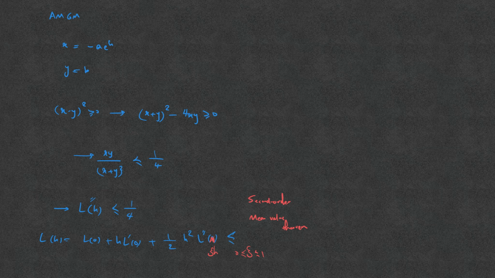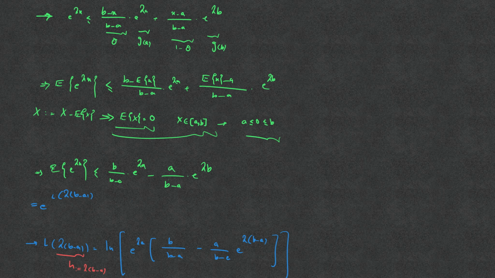And looking at this, with this Taylor approximation, this is going to be less than or equal to 1 divided by 8 times h squared. Now going back to this inequality, we can say that this is less than 1 divided by 8 lambda squared (b minus a) squared.